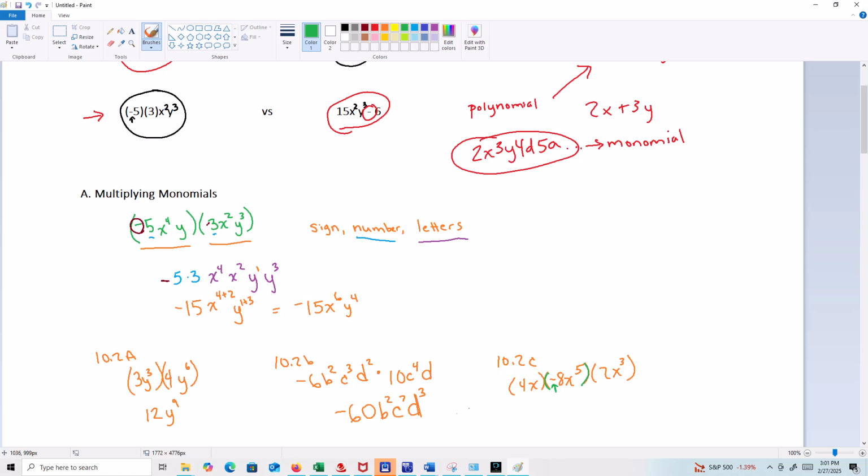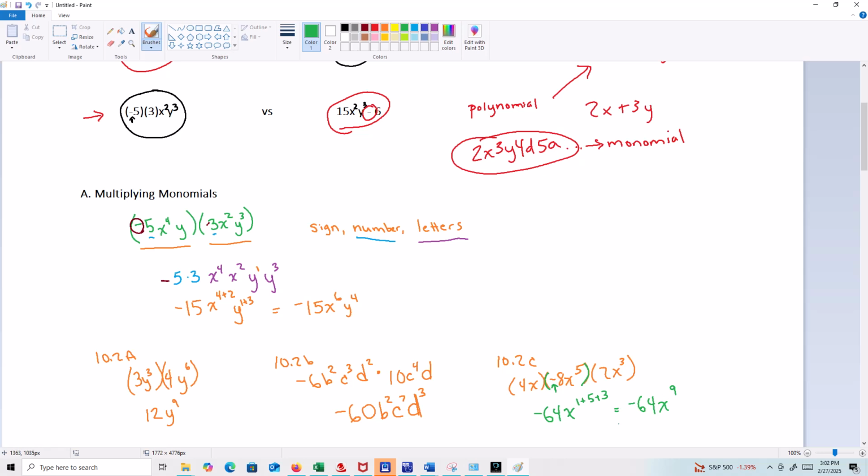So 4 times negative 8 times 2 is going to be negative 64. And then x to the first power times x to the 5th power times x cubed will be x to the first plus 5th plus 3rd power, which equals negative 64 x to the 9th.